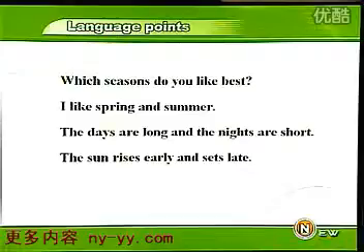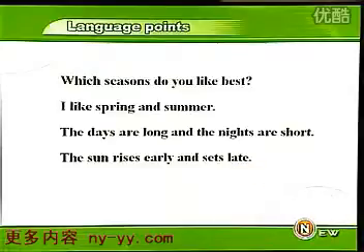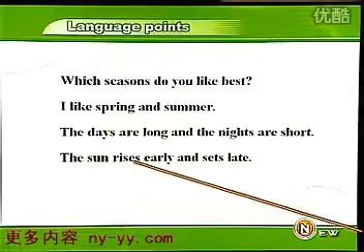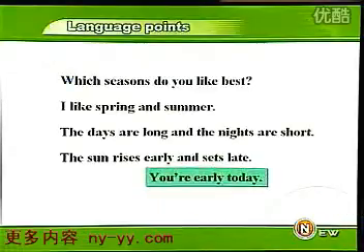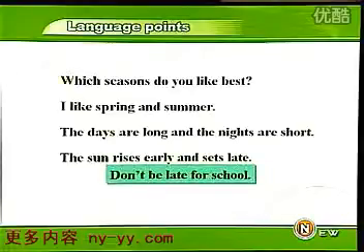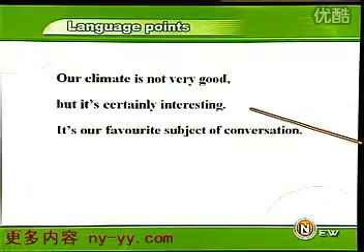怎么样？你学得很快吧？在这句话当中 early 和 late 都是副词，分别修饰前面的动词 rise 和 set。那么 early 和 late 都可以做形容词。比如说 You are early today. 你今天来得很早啊。Don't be late for school. 上学别迟到了。在说明了英国的各个地区和四季的气候特点之后，Jim 做了这样的总结。Our climate is not very good, but it's certainly interesting. It's our favorite subject of conversation.